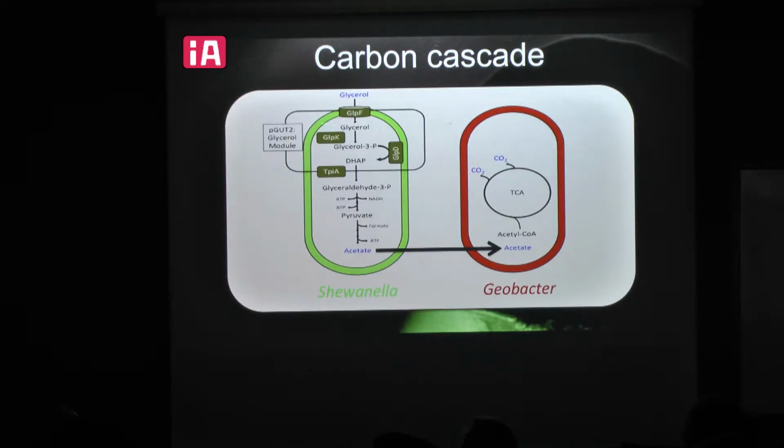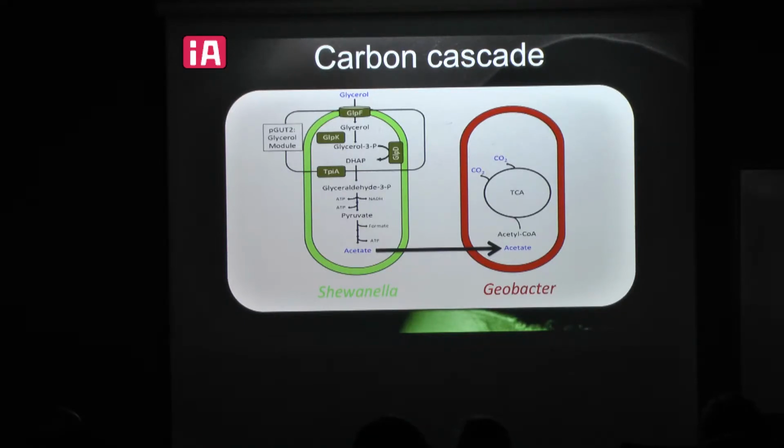Okay, so the system that we set up is based on a carbon cascade, where we feed Shewanella a substrate, glycerol. They make acetate as a byproduct of their anaerobic metabolism, which happens to be a substrate that makes Geobacter quite happy. So Shewanella is an incomplete oxidizer of glycerol. Geobacter will completely oxidize acetate to CO2 by running a full TCA cycle.